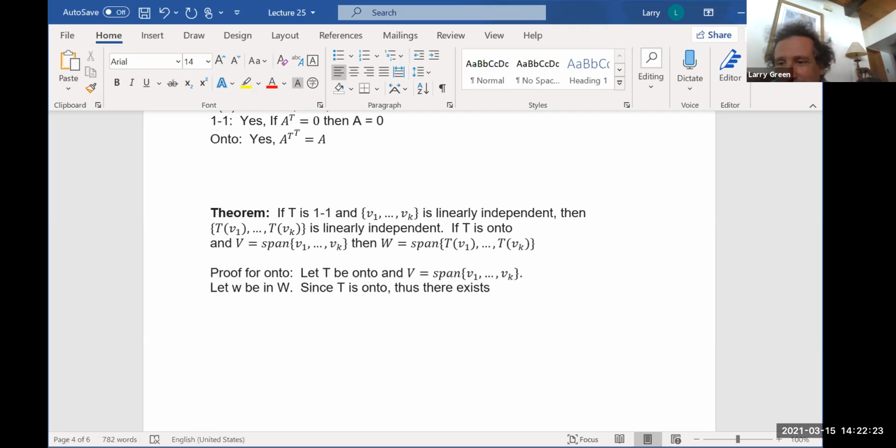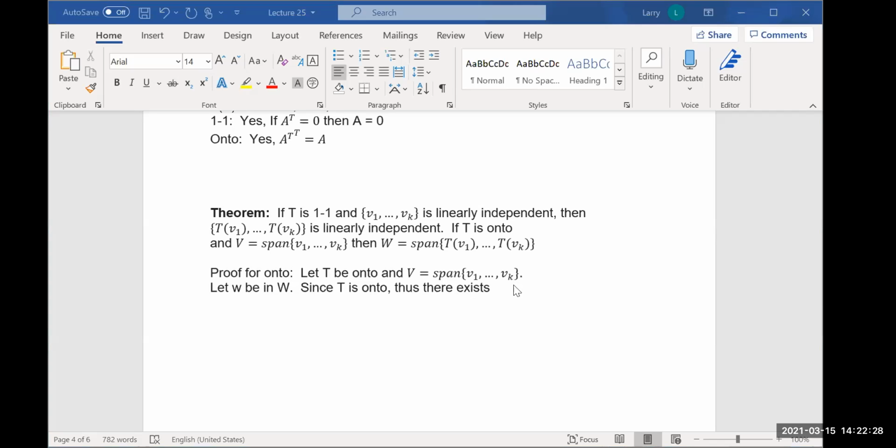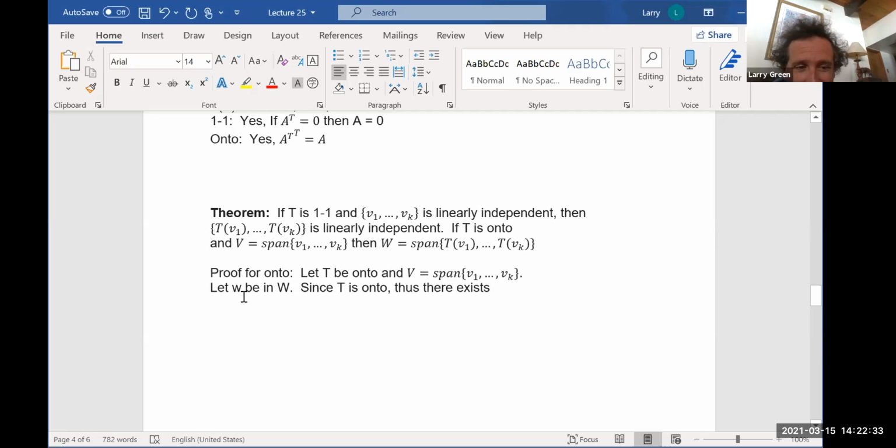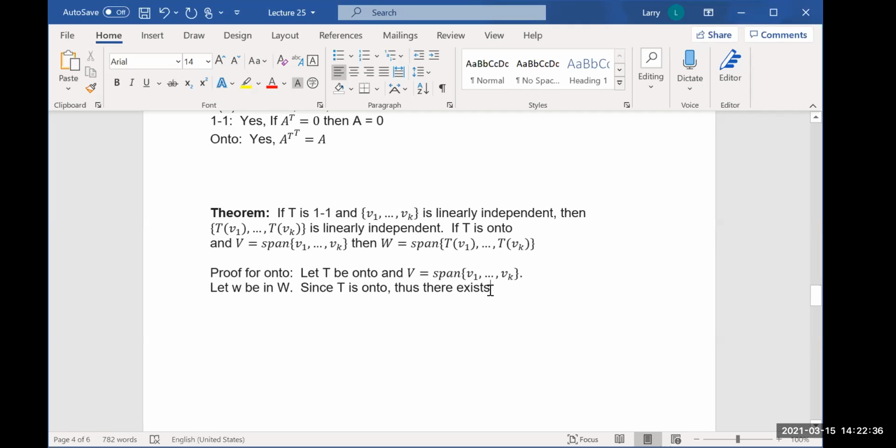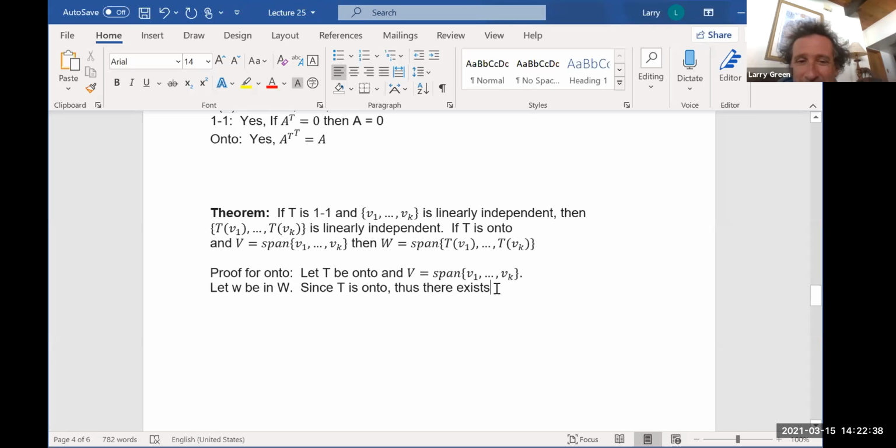What does it mean for T to be onto? The image of V is equal to W. Yeah, but I want this little w. That's a hint. I started out: there exists a little v in capital V with T of little v equal to W. That's what onto means. Any questions on that? Okay, we're getting there.